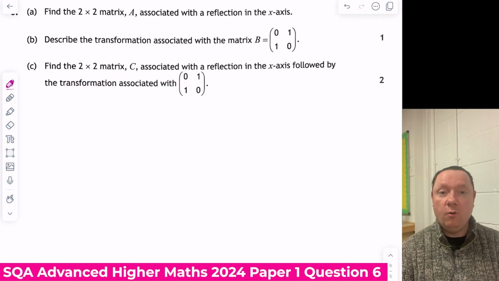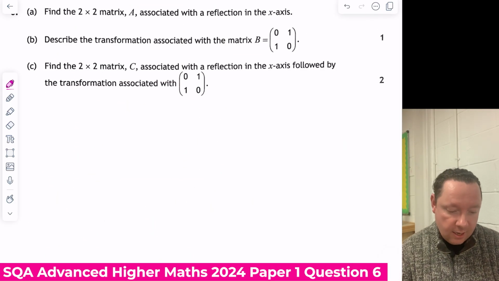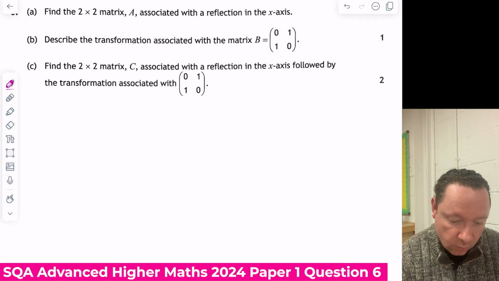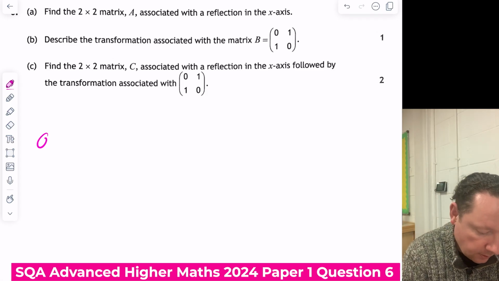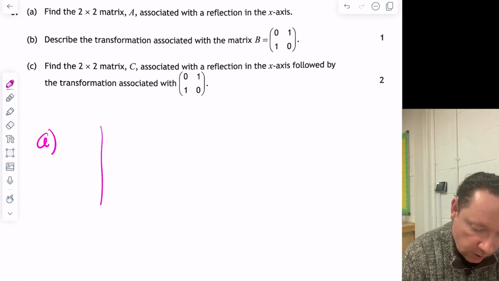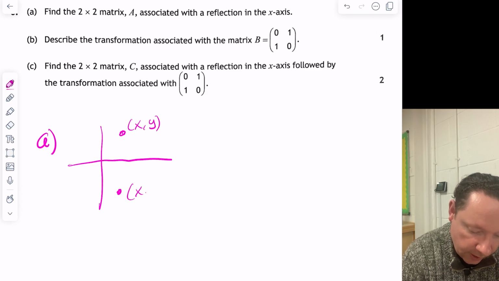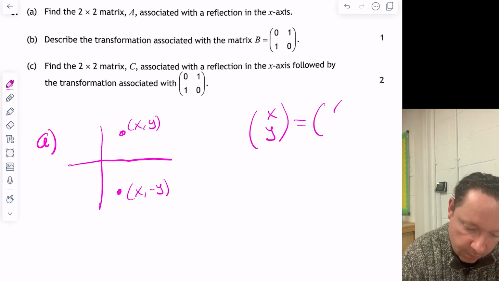Advanced Higher Maths 2024, paper 1, question 6. Find the 2 by 2 matrix A associated with a reflection in the x-axis. So you can draw yourself a picture if you're going to get stuck on this. Imagine a point, x and y. It's getting reflected over the x-axis. x stays the same. We've got minus y. So you can think of this as something times (x, y) equals (x, minus y).